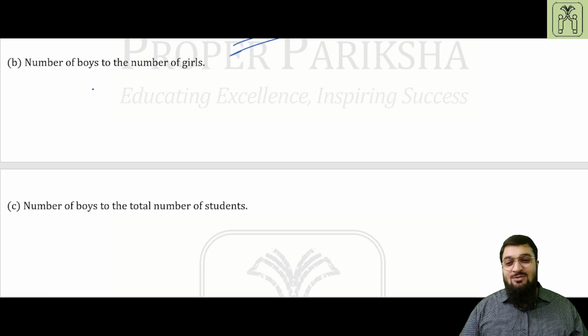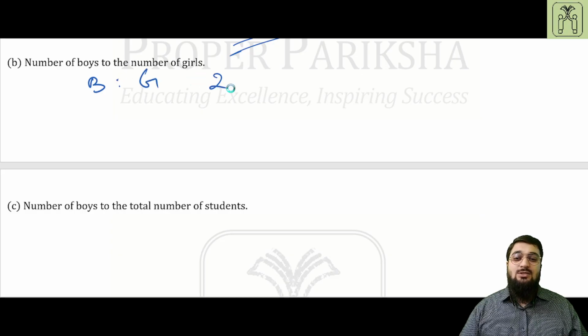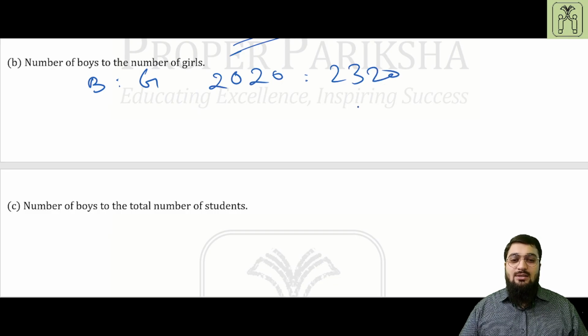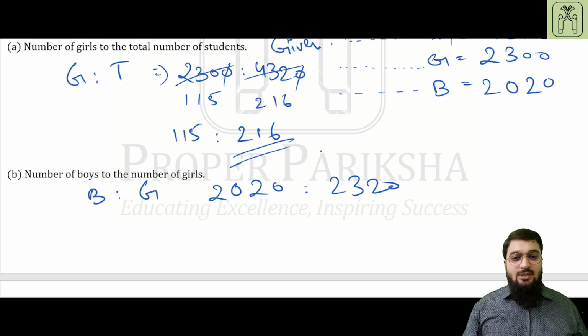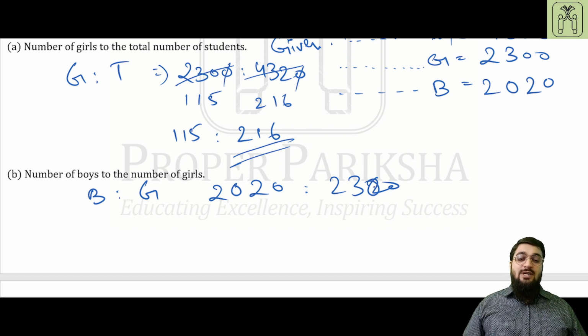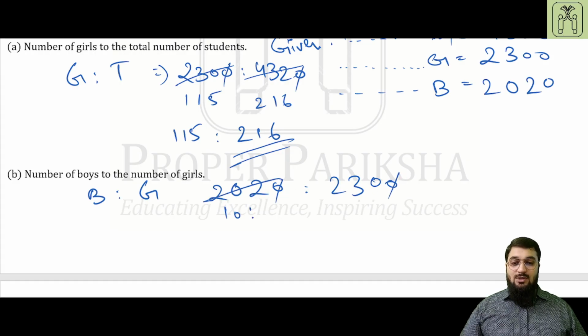Part B: number of boys to the number of girls. So B is to G. B is 2020 and the girls is 2300. So we'll start dividing it. The 0 will get cancelled out, and then this will be 101 and 115. Again, same problem.